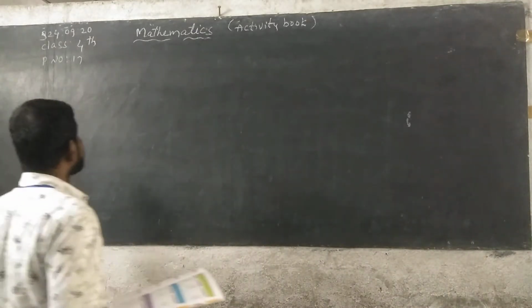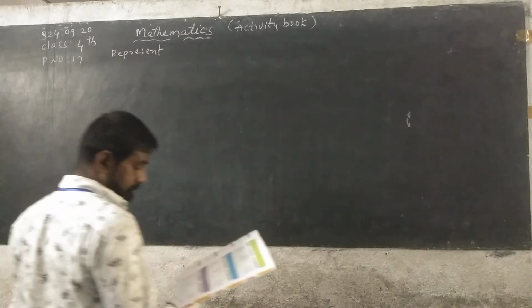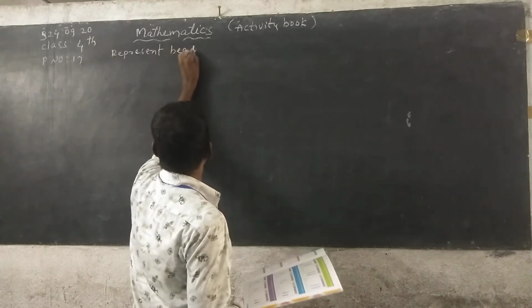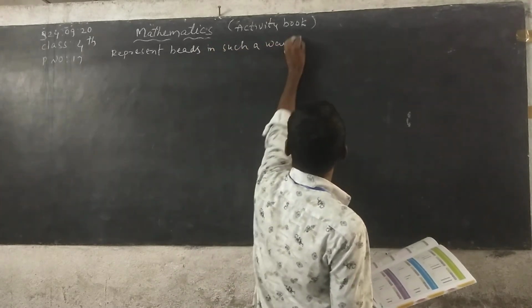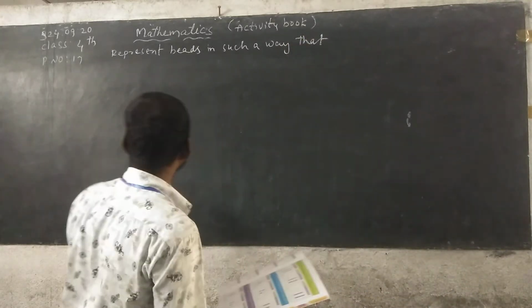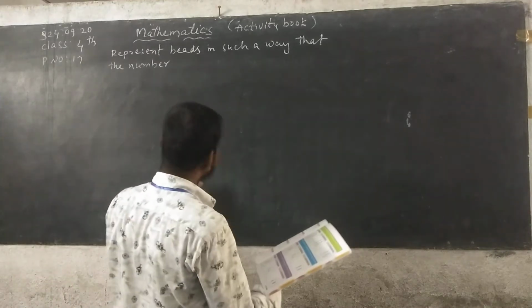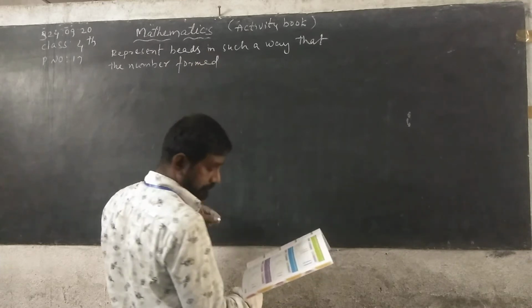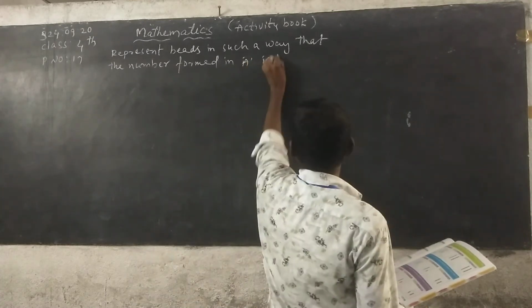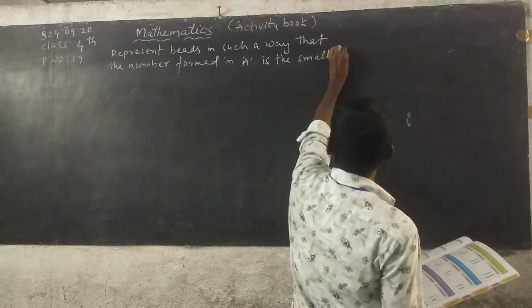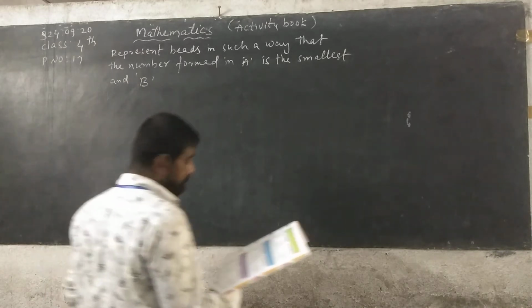Now next, represent beads in such a way that the number formed in A is the smallest and B is the biggest.